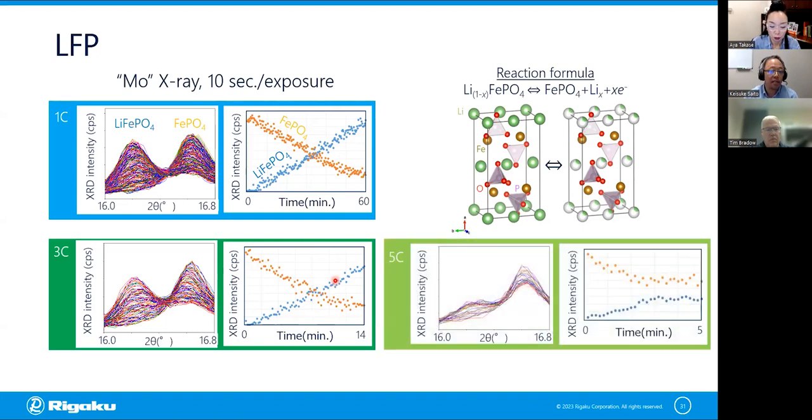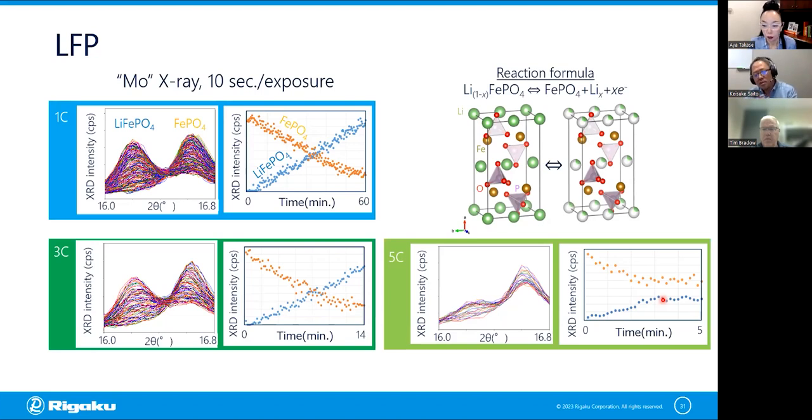What about 5C? 5C is 5 times quicker compared to 1C. Now, the intensity was not exchanged completely. Some of the intensity from iron phosphate remained higher, and some of the intensity from lithium iron phosphate remained lower. So it means not every lithium ion is extracted or intercalated under the 5C condition. Obviously 5C was too quick for this LFP battery.